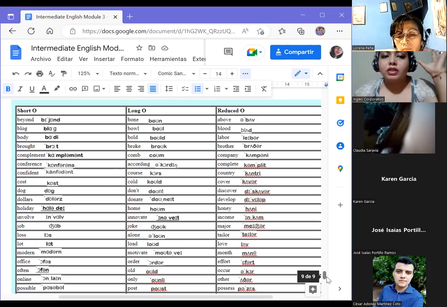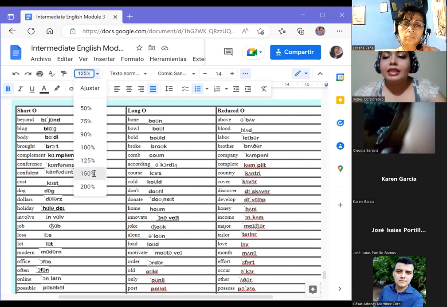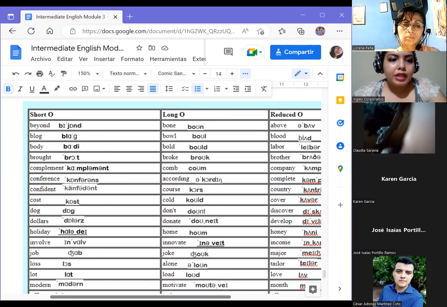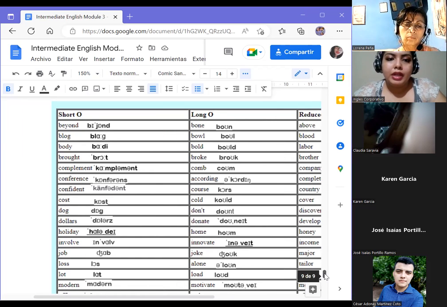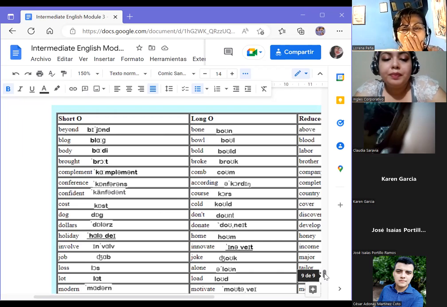But in this case, I'm just going to explain something about this symbol and all of the things. And I will put this table in the document, but I will make it better because in this case, it looks kind of hard to understand what is in the spaces. We have here in the first one, we're going to focus on the first one. We have short O, and we have a lot of words in this one. So in that case, next to the word in English, we have the phonetic translation.